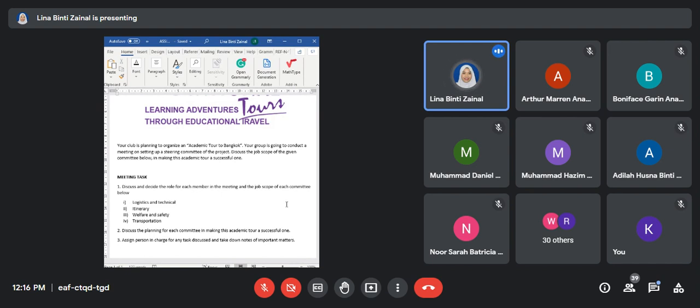Now you need to decide who will be in the logistic and technical committee, who will be in the itinerary committee, who will be in the welfare and safety committee, and who will be in the transportation committee. So that is main agenda number one. Second main agenda is to discuss planning for each committee in making this academic tour. So each committee later for the second one needs to come out with your plans to make sure that this tour is a successful one. Okay, understand?